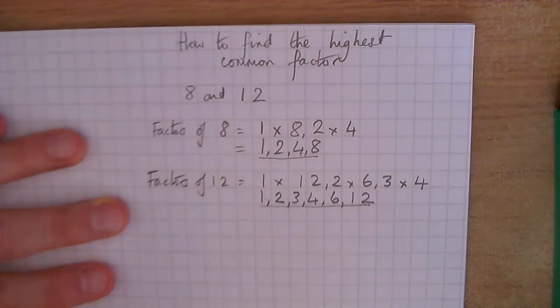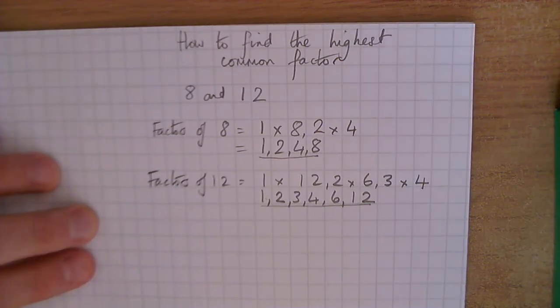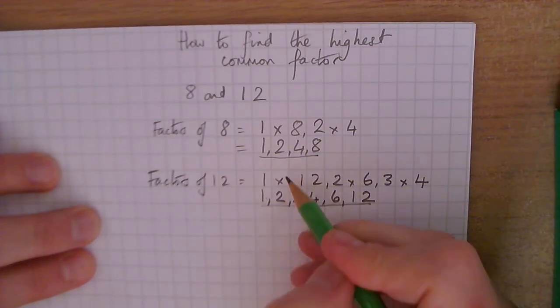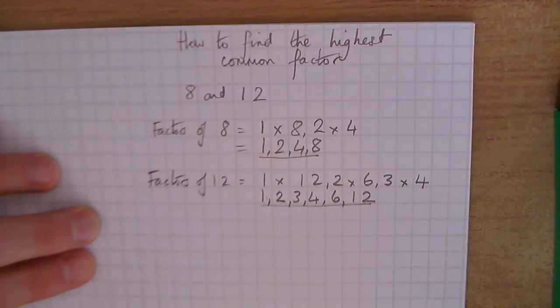1 is a common factor of 8 and 12. It will always be a common factor when you compare two numbers because it's a factor of every single number. But it's not the highest common factor. We've got 2 is a common factor. It's common to both. It's in both lists.